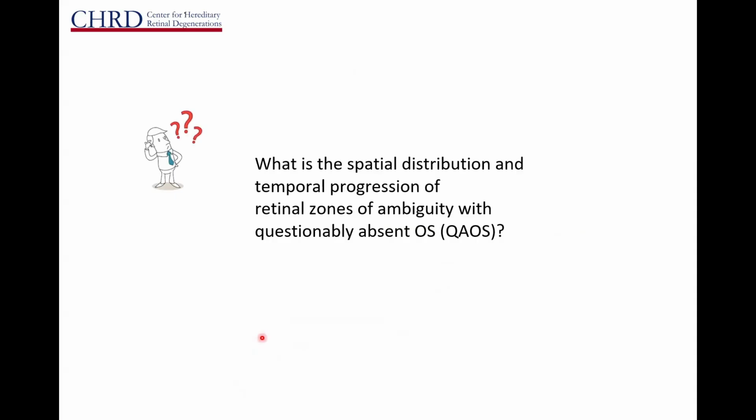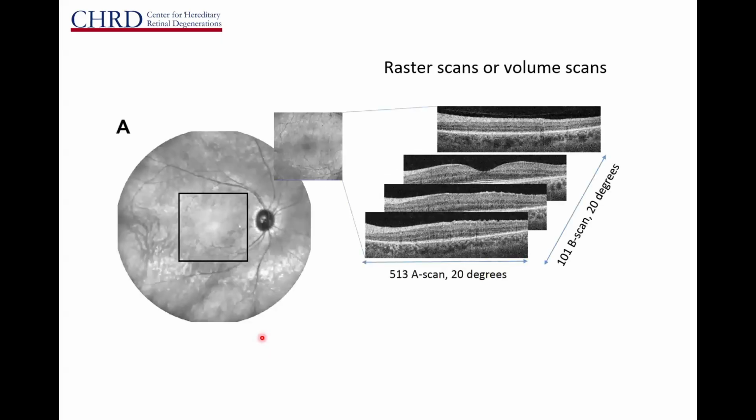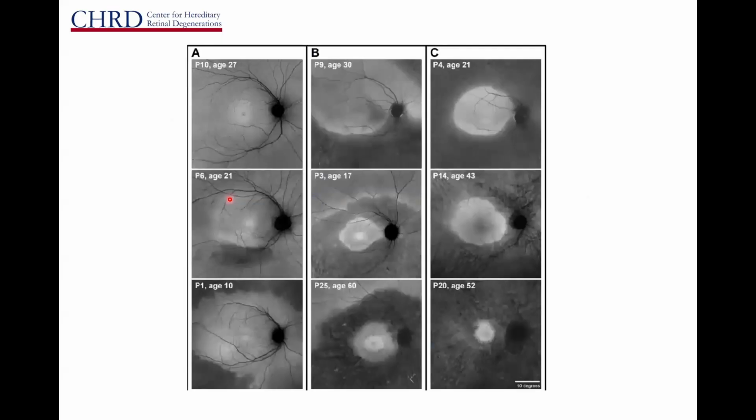So what we set out to understand is the spatial distribution and the temporal progression of these retinal zones of ambiguity that we are calling questionably absent outer segments, QAOS. To do that, obviously, we need spatial information from the OCT, and this is commonly done with raster scans or volume scans or 3D scans. Everybody seems to have a different name for it. They usually cover the macular region, 20 by 20, 30 by 30, and that is fine, except that this is what the disease looks like in our hands.